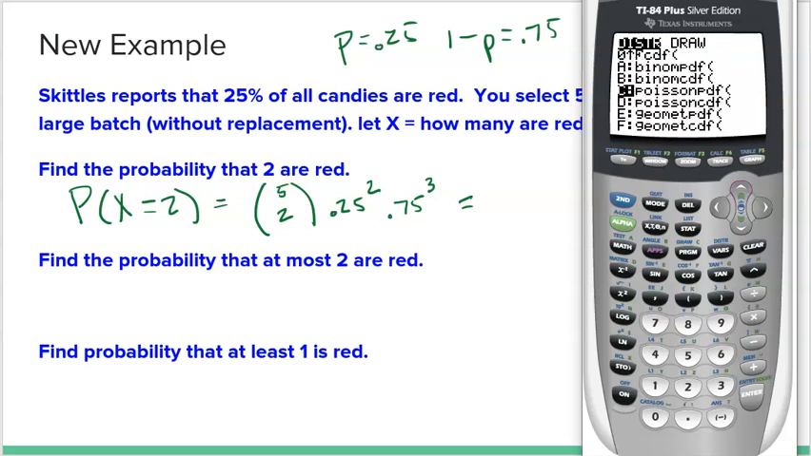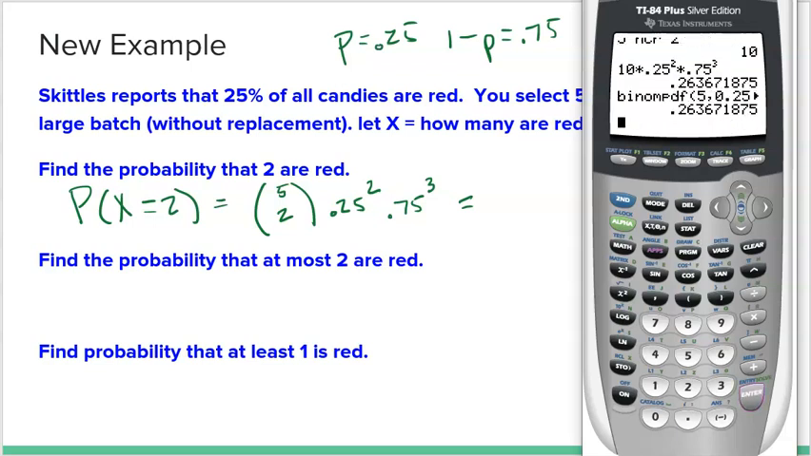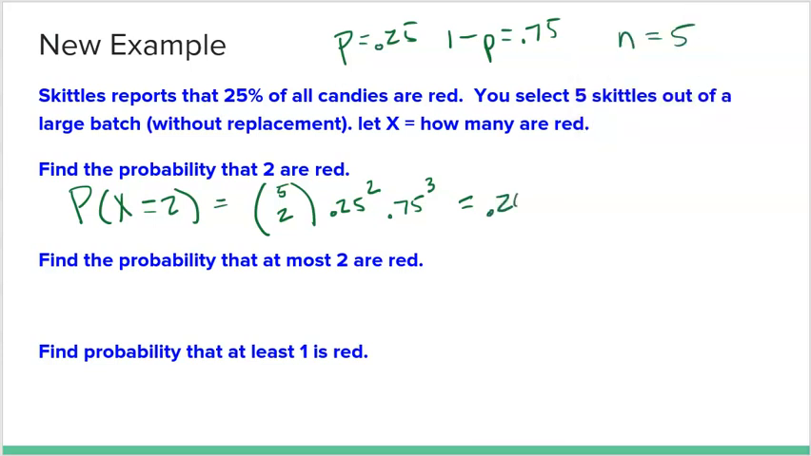The super fast way to do this is 2nd Vars. Go to Binomial Cdf, 5 Skittles. Probability of success is 0.25. And I'm looking for the probability of 2 that are successful, successful meaning red. Hit paste, hit enter again. There's the same answer, 0.2637. You pick your poison. You pick how you want to get the answer. But you must show this notation.